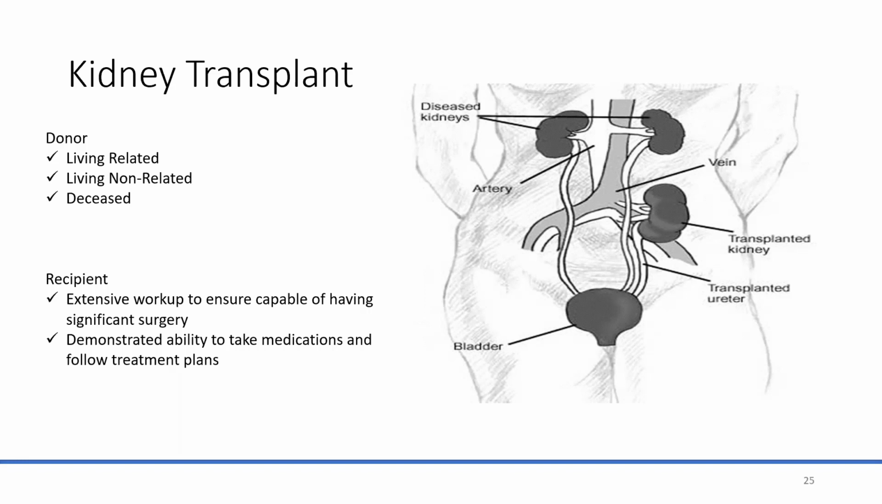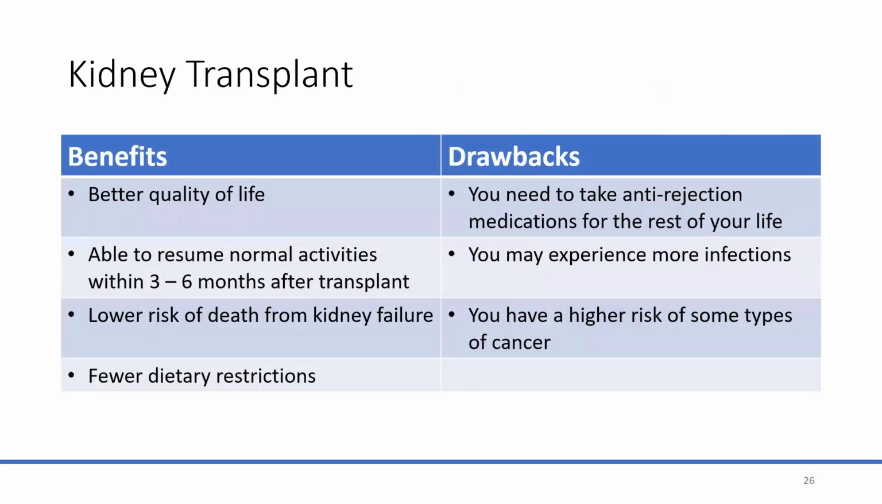So for the recipient, the person who's getting the kidney transplant, there's an extensive workup to ensure that the person will be okay to have that surgery. And people have to demonstrate the ability to take medications and follow treatment plans before people will be transplanted. But again, some of the benefits of transplant are a better quality of life. Usually people are able to resume normal activities within 3 to 6 months after transplant. There's a lower risk of death from kidney failure, and there are fewer dietary restrictions.